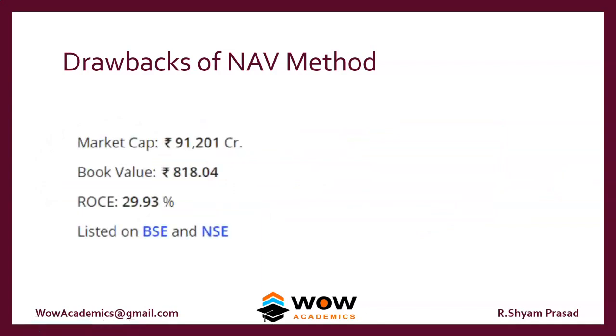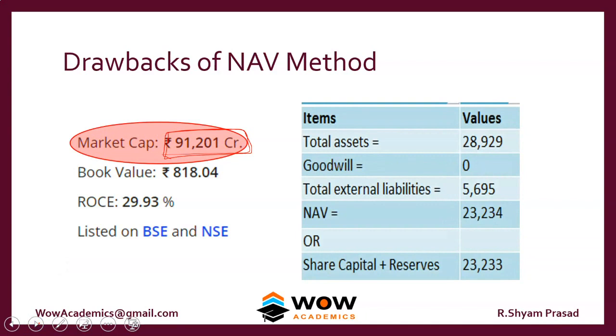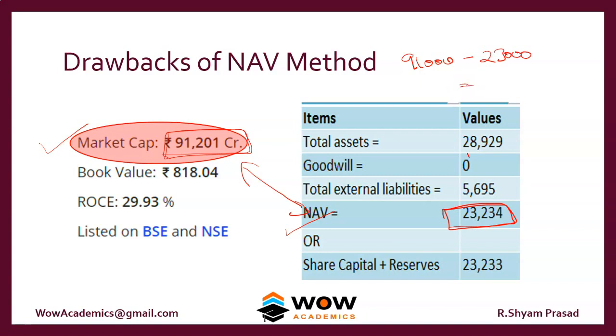If you take this company, again it's a Bajaj company, the market says that the value of this company is 91,000 crore. But when we do the NAV value, it comes to 23,000 crore. So look at the difference. The market says the company is worth 91,000 and the NAV method says the company is worth 23,000. So the difference, 91,000 crore minus 23,000 crore, comes to 68,000 crore.